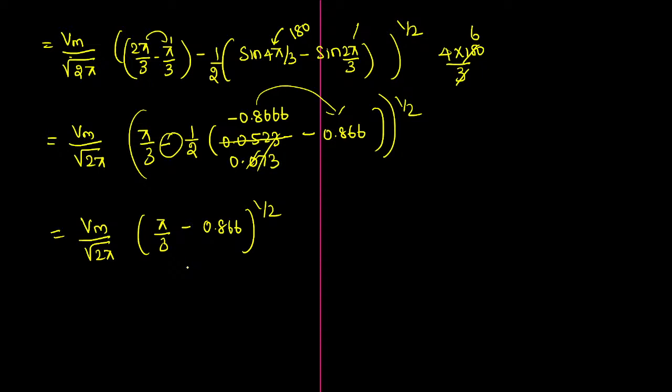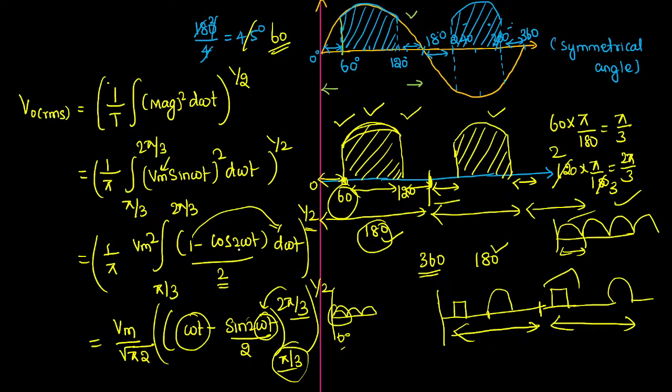Now it's time to subtract, pi by 3 minus 0.866. Is it minus or plus? It should be plus, no? See, already minus into minus, it will become plus, guys. Forgive me, just change the polarity. Now pi by 3 plus 0.866, you will be getting 1.913 and then take square root. So finally, I am getting Vm into 1.383, its equivalent value, divided by root of 2 into pi. What is the maximum voltage? Any data about this?